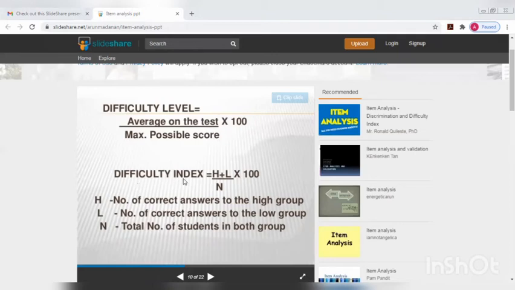Next is the difficulty index. You have to count, as I mentioned at the start of my class, one group is the high group, another group is the low group. So the total number of students in both groups will be divided by the high group's average value. In a class there are 6 students. From those 6 students we are going to divide into high level and low level. Low level means some students are just passing students, they are not able to secure good marks or the maximum marks from that question paper or from the item.